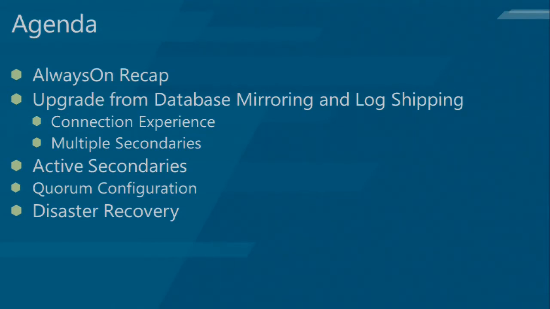then show you the active secondaries feature, do a demo where we'll take a backup from one of the secondaries, seed a new DR site and add that DR site to the availability group. Then we will use that DR site to run our reporting or read-only applications against. After that, we will jump into quorum configurations, why we need it, do a quick demo for it, and end with the disaster recovery scenarios, do a quick demo for that as well.